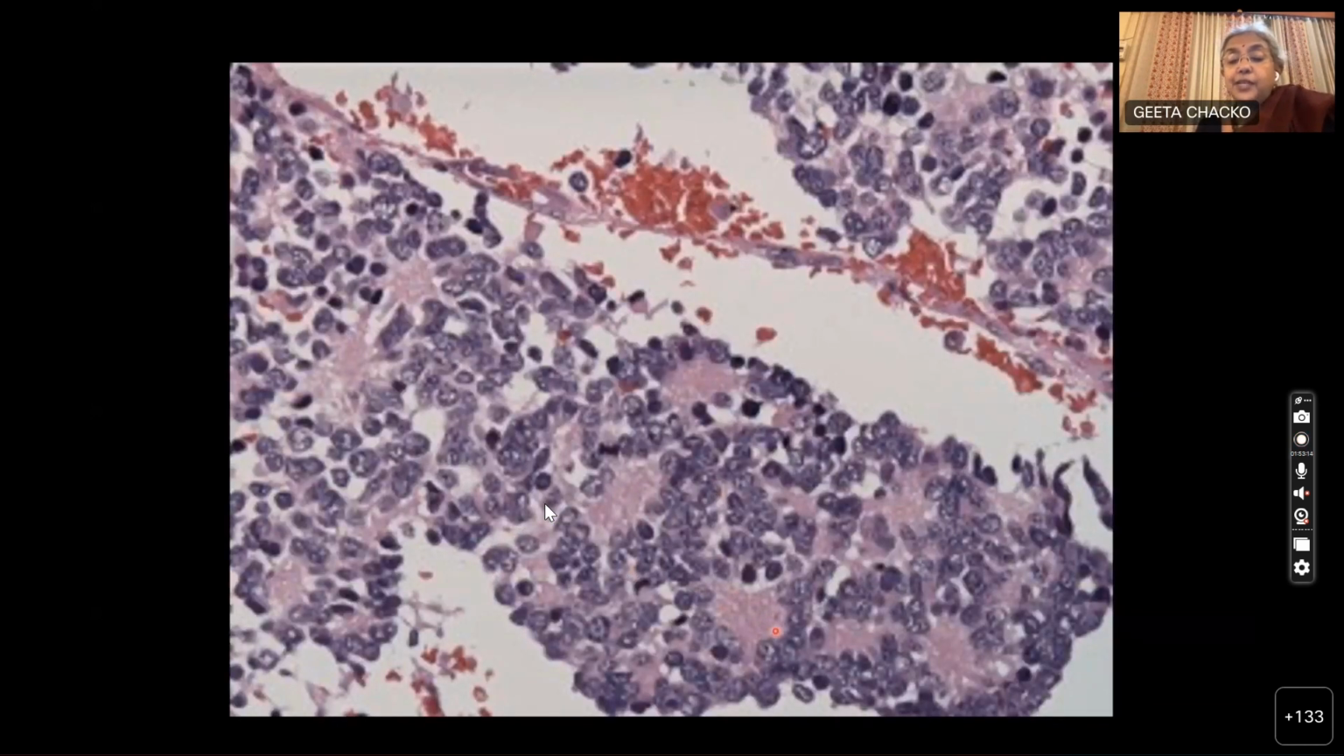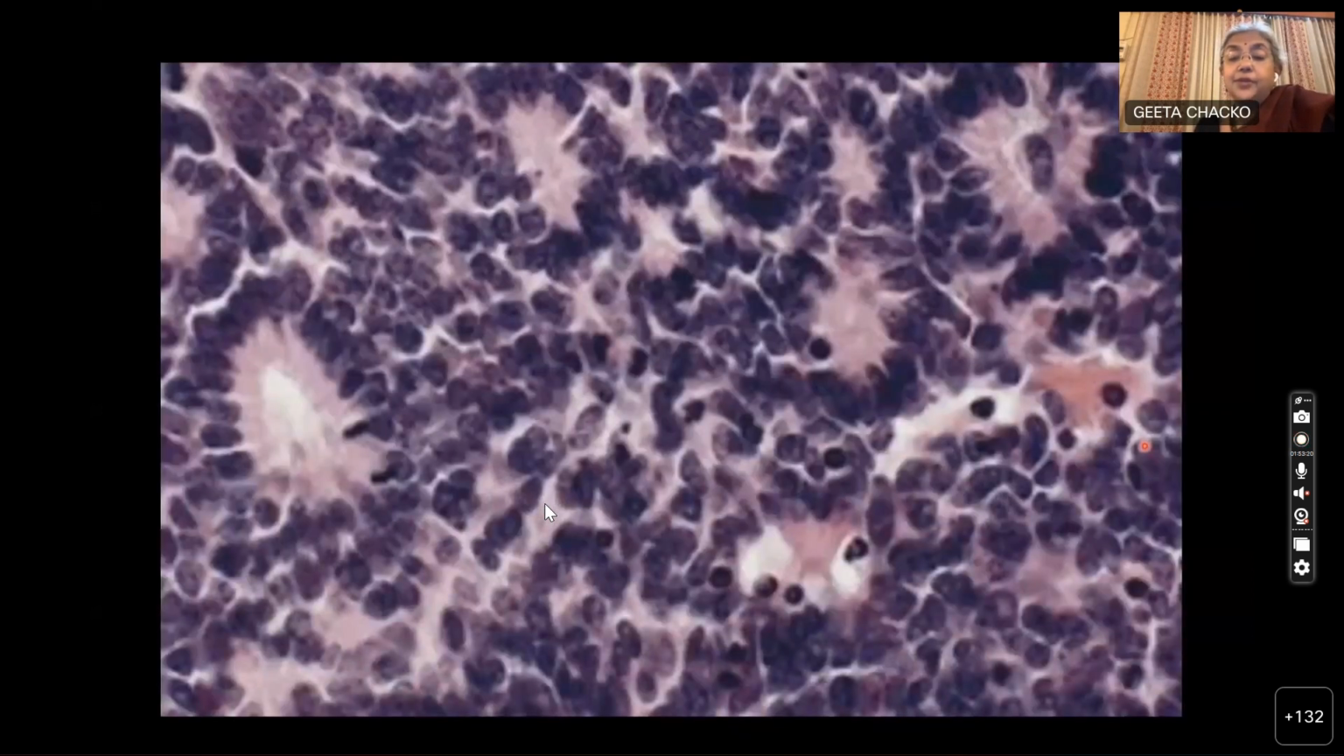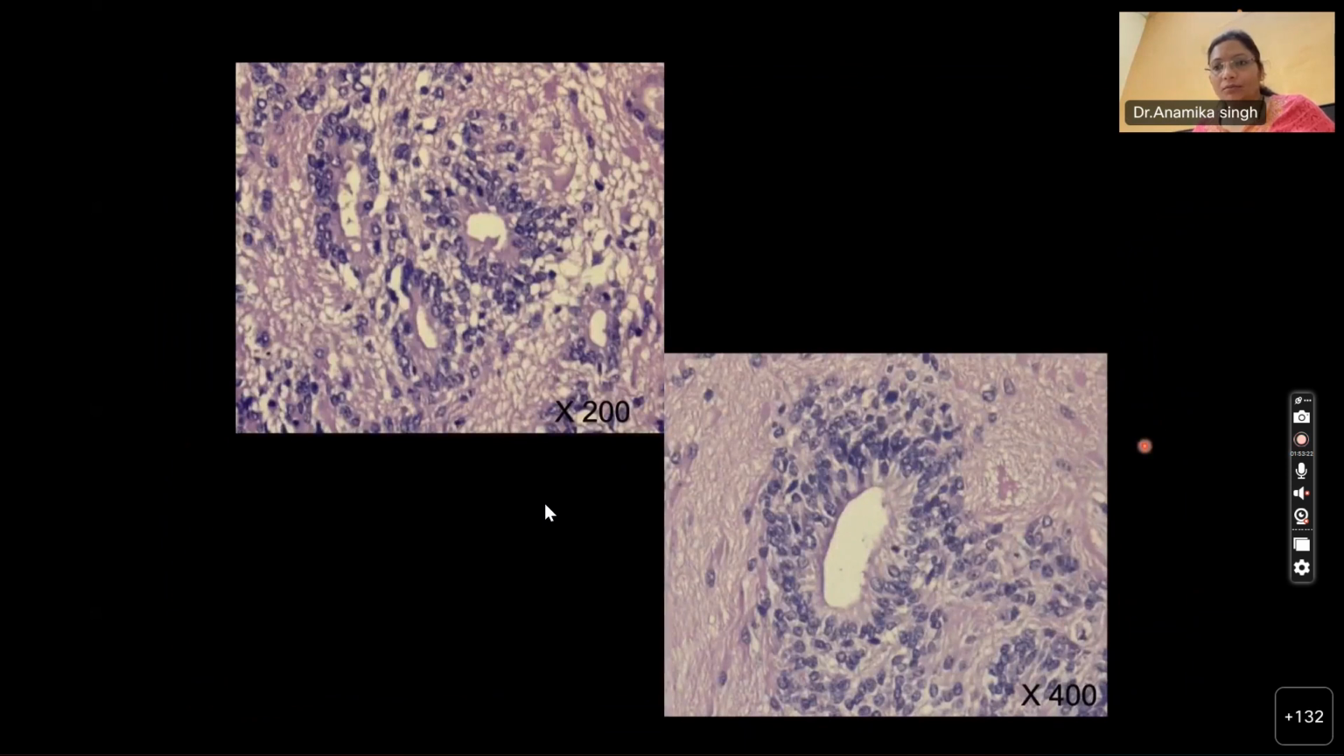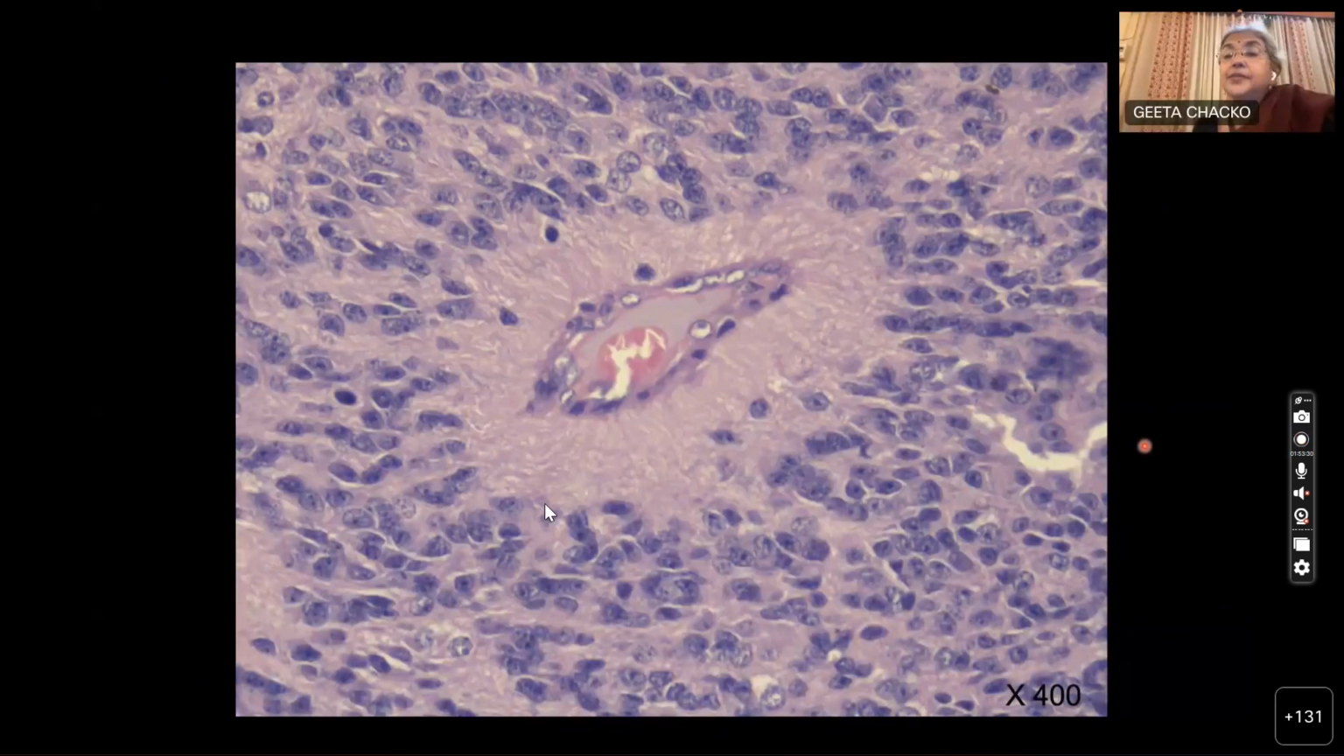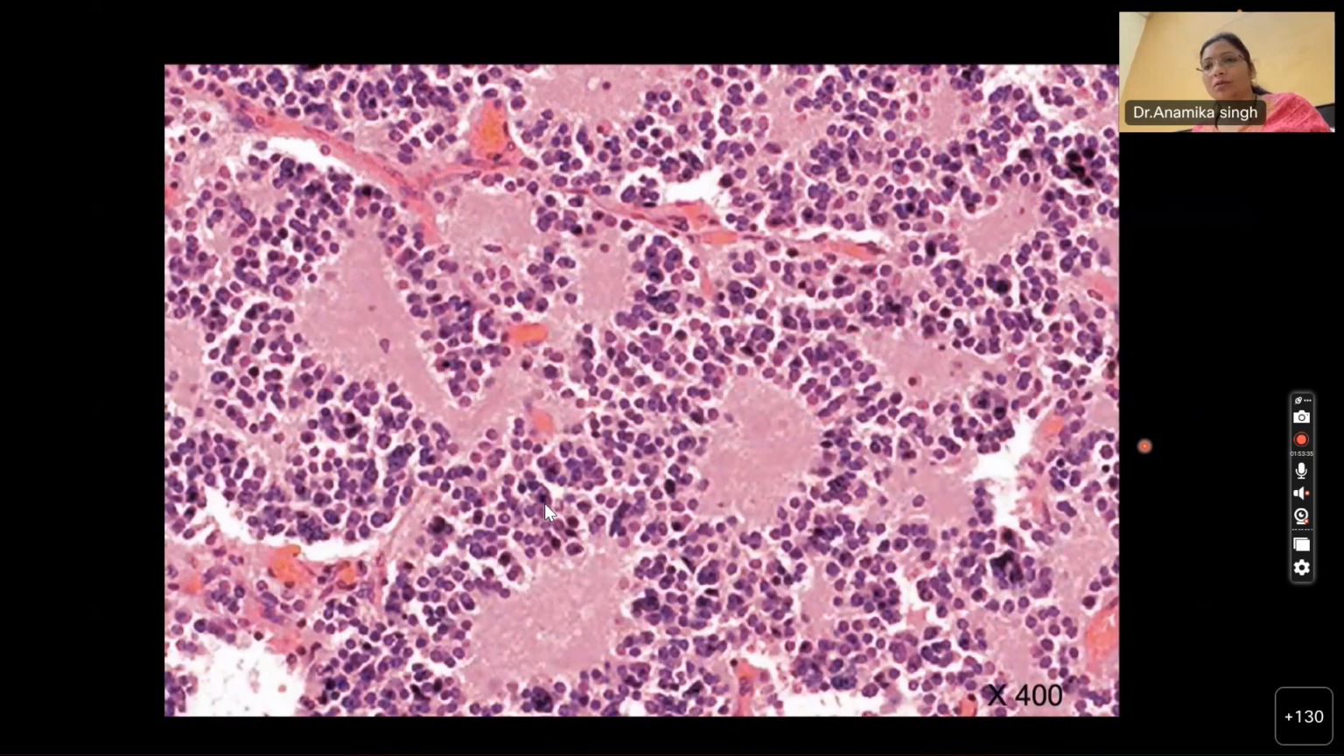So what type of rosette is this? Homer Wright rosette. This one? This one is a true ependymal rosette. This? This is a perivascular pseudorosette. Good. And this? It's also a pseudorosette. No, this is not a pseudorosette. You have this and then this. The last one, the large ones. So these are the pineocytomatous rosettes. They're very large. Okay, that's what they look like.